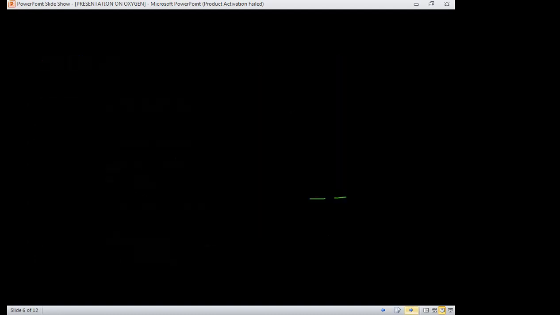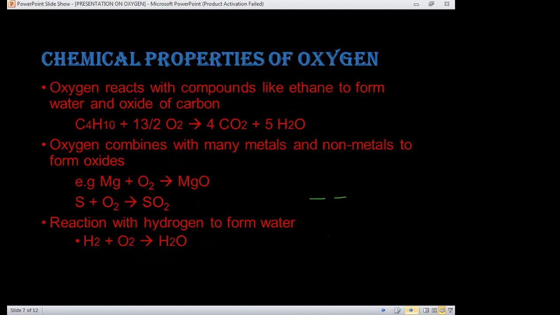Now let's run through the chemical properties because our time is going so fast. Chemical properties simply means the chemical reactions a particular substance can undergo. In this case, we want to consider the chemical reactions oxygen can undergo. Number one, reaction with hydrocarbons to form oxide of carbon and water vapor. Anytime you are burning a hydrocarbon, it is actually reacting with oxygen.